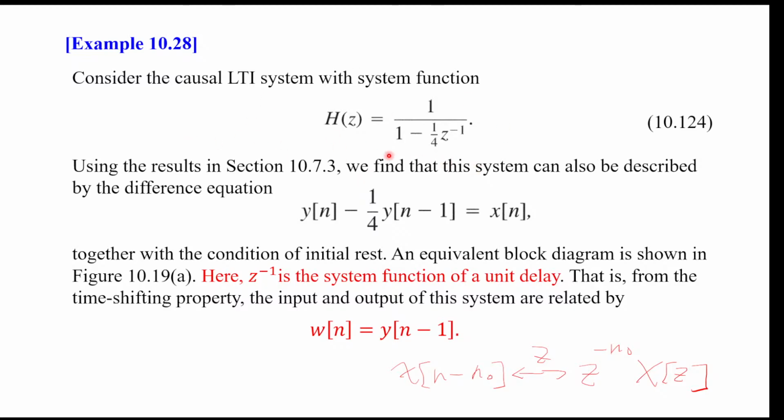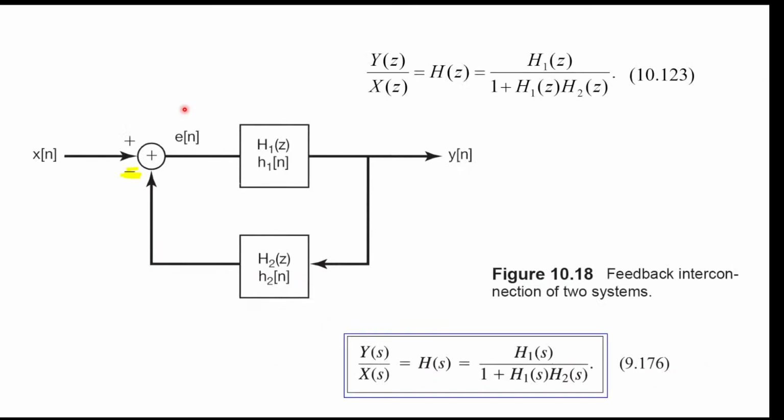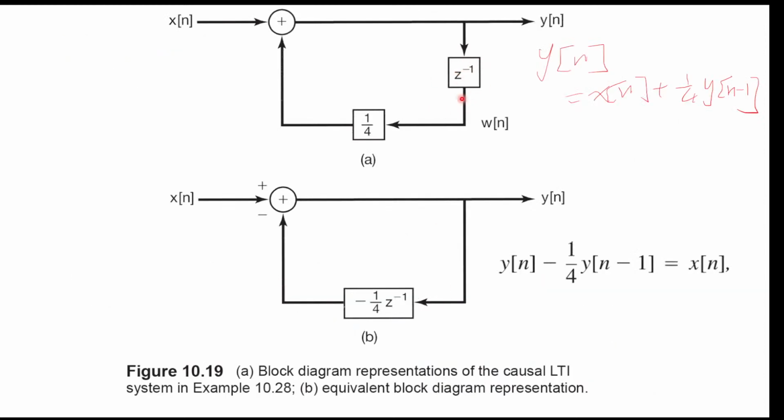Anyway, so this is the system function. We see that it can be done by this feedback loop, and this feedback loop is actually the same as the feedback loop we just talked about. So we have this more general H1, H2 thing. If we combine this z minus 1 and 1 over 4, and also fix this minus sign with the H1 minus sign here, then we have the form of feedback loop that we just talked about, this figure 10.18.